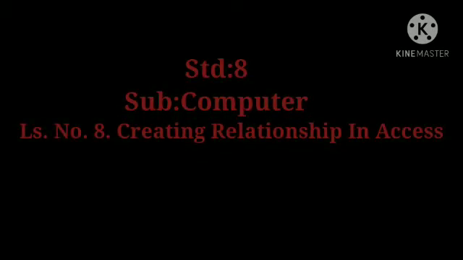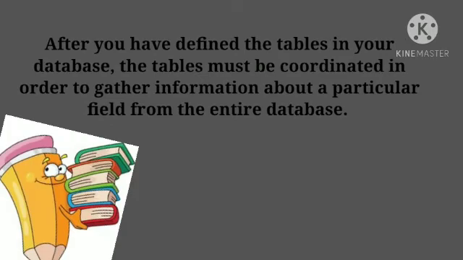Standard 8, subject Computer. Today we are going to learn lesson number 8, Creating Relationships in Access. After you have created a table for each subject in your database, you have to give Access a way to bring that information back together again when needed. You do this by placing common fields in tables that are related and by defining relationships between your tables. You can then create queries, forms and reports that display information from several tables at once.